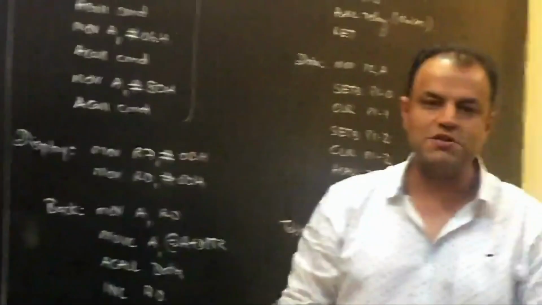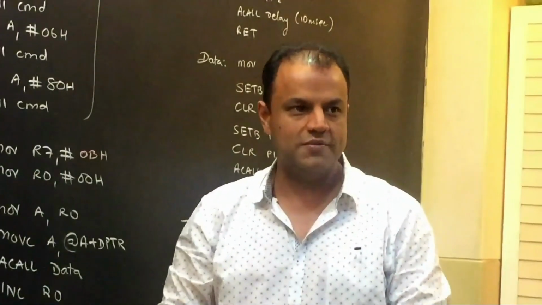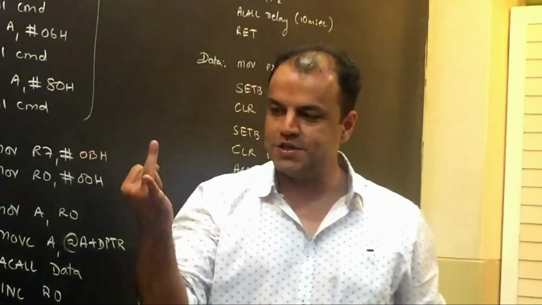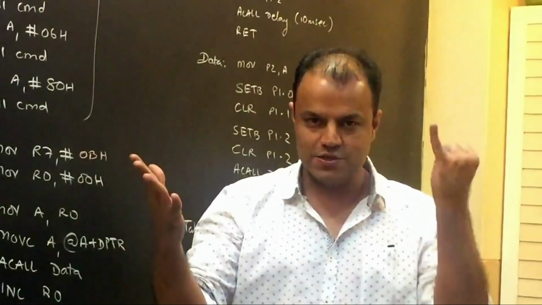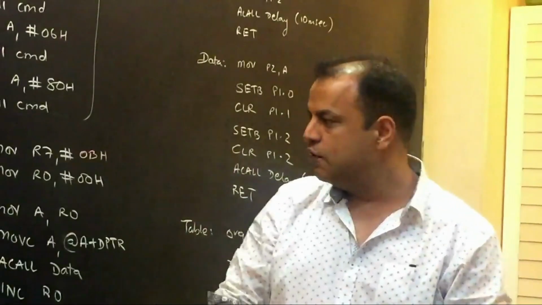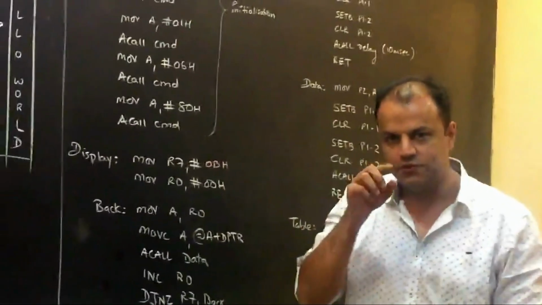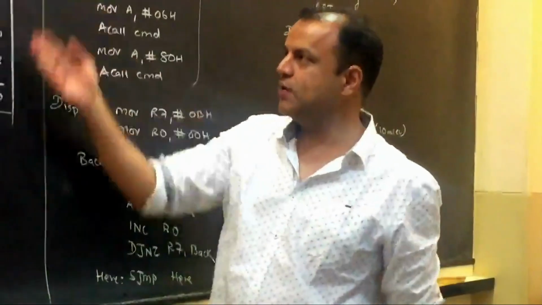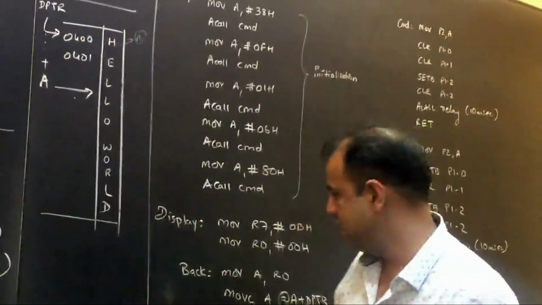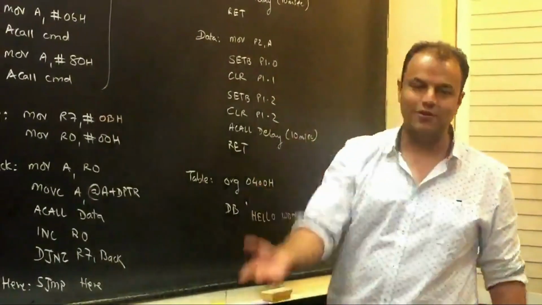Now you tell me what will change in your exam. Suppose in your exam they say write a program to display Happy New Year. HAPPY space NEW space YEAR, 14. 14 means E. This number will be 0E. That's all. Your lookup table will be Happy New Year, and here you will be writing DB quotation Happy New Year. That's all.